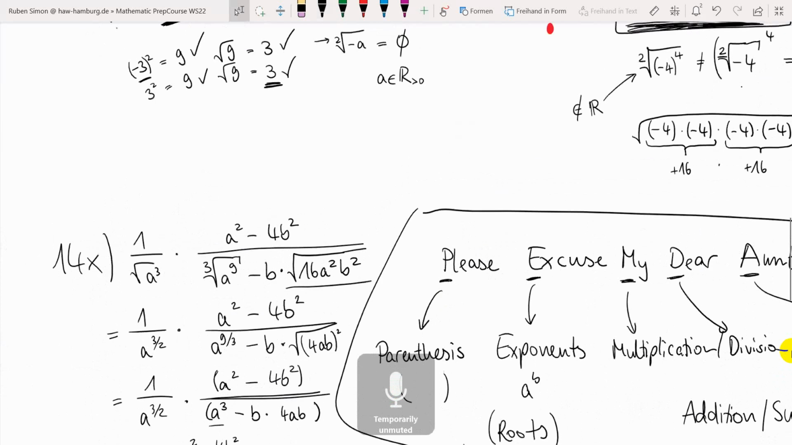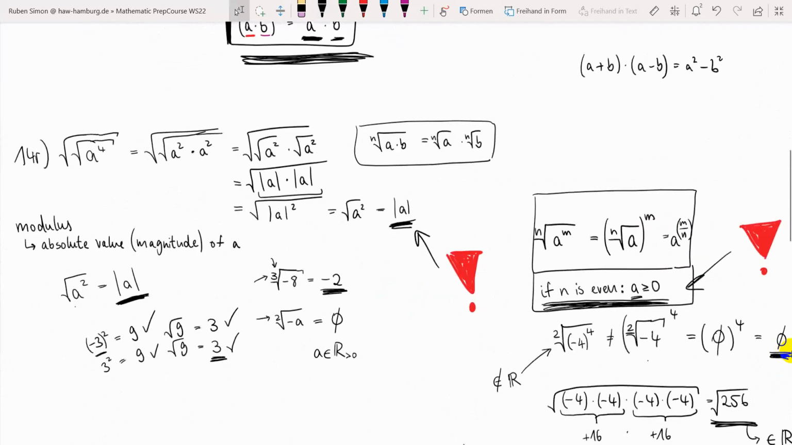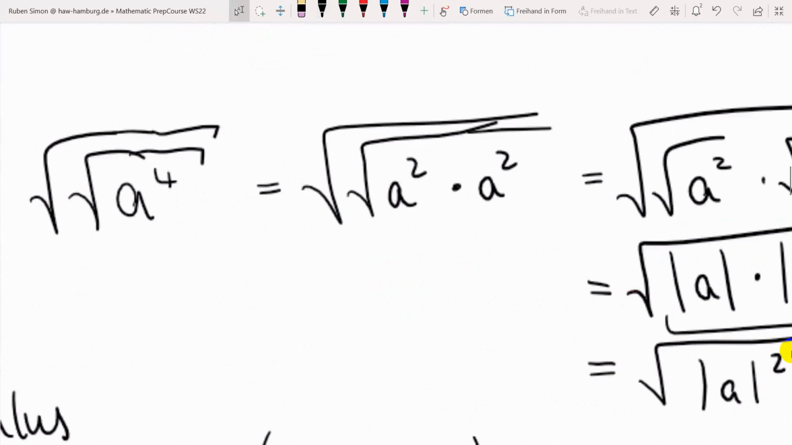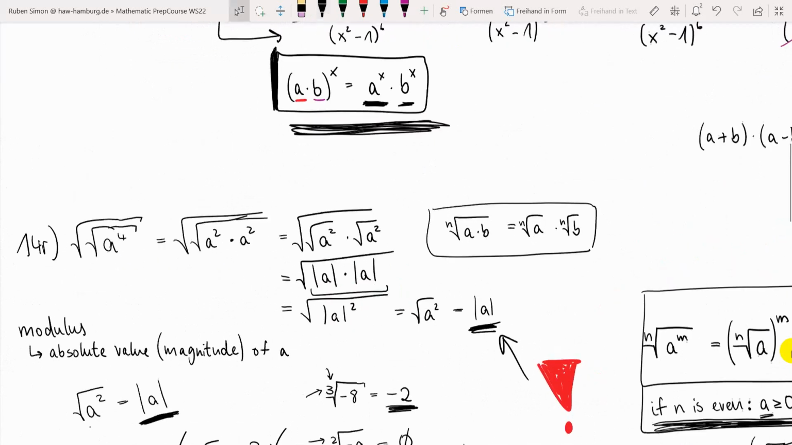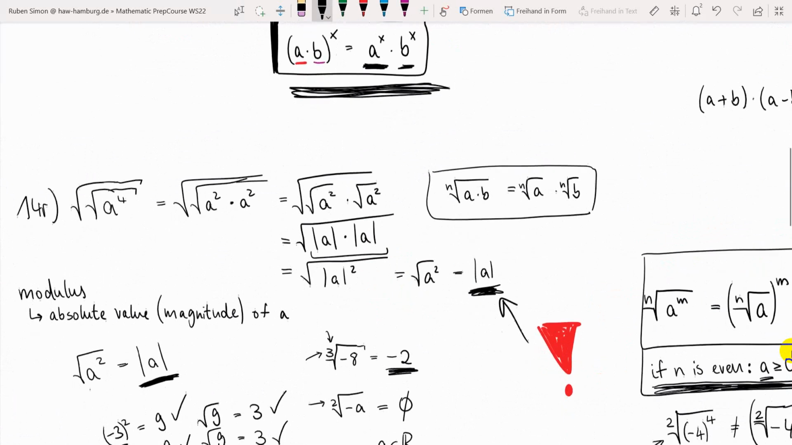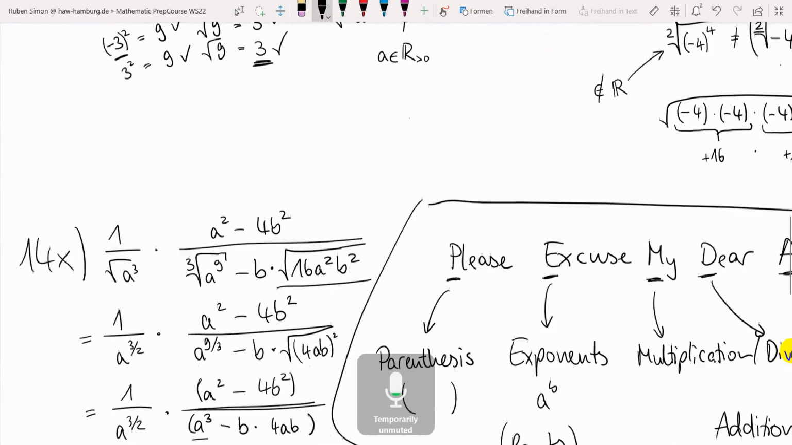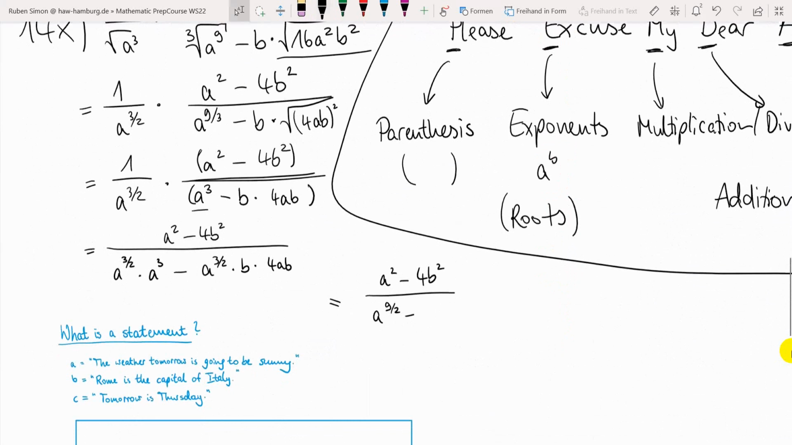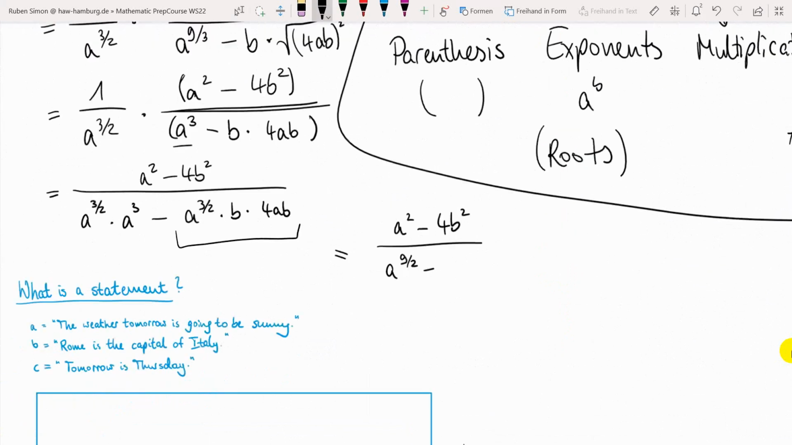Yeah, but actually the same would apply here. So actually this would have to be just a and not the modulus of a. But yes, I will look that up and I'll tell you tomorrow. Okay, so what can we do about this term in the denominator?